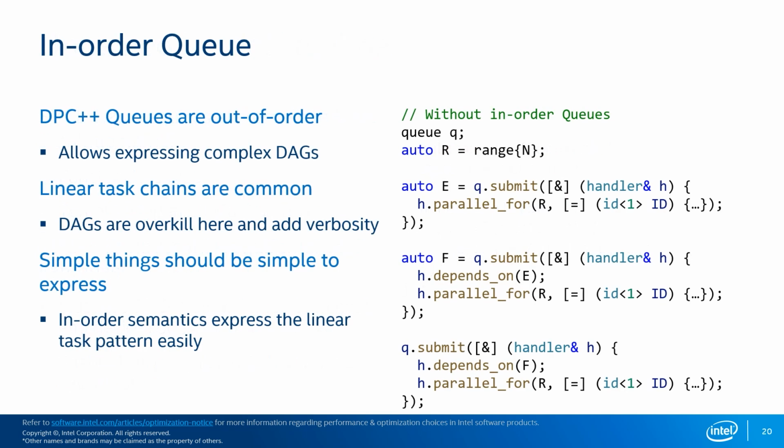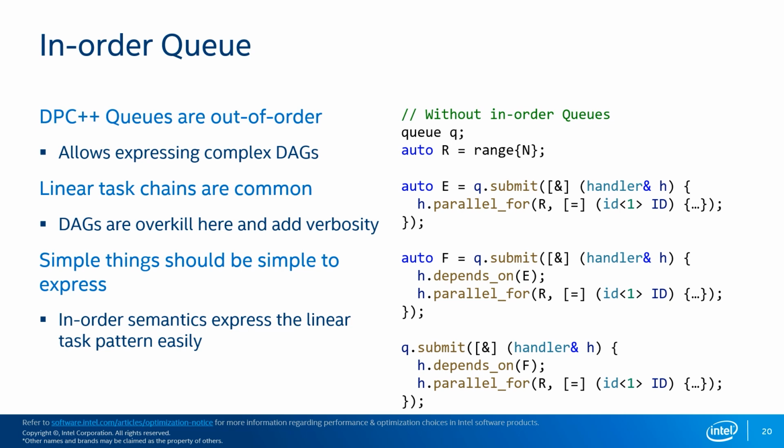The next extension concerns queues. SYCL queues are out of order by default. This gives the runtime maximum flexibility when executing graphs of kernels with complex dependencies. However, this complexity is more than many applications require. It is a very common pattern to have a linear chain of kernel executions where each kernel executes after the previous one has completed.